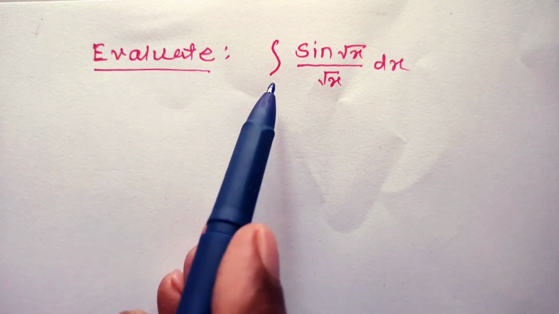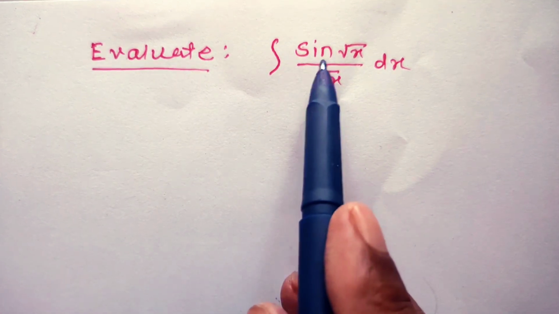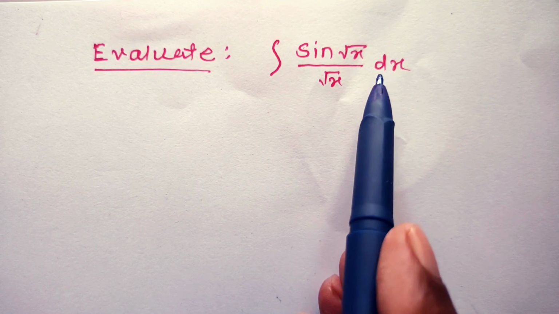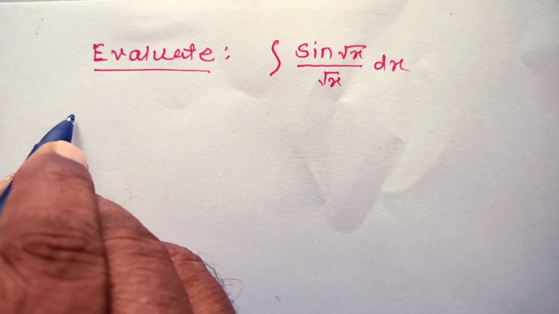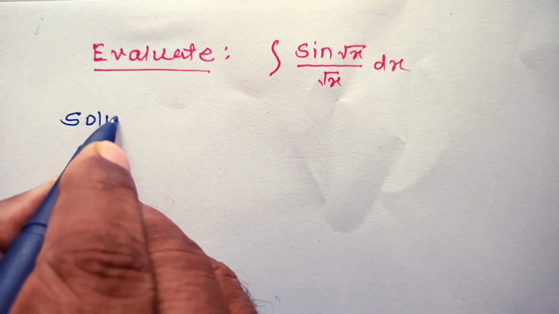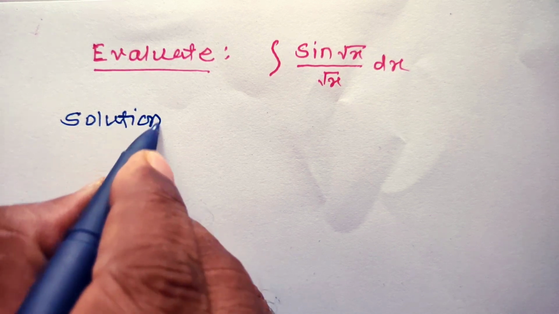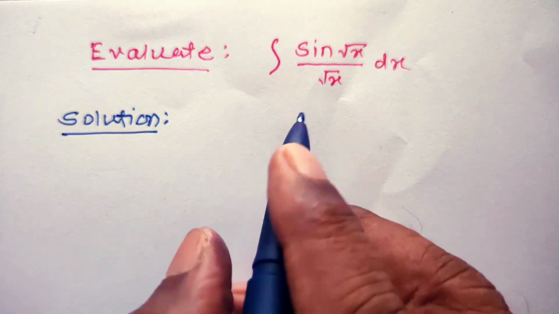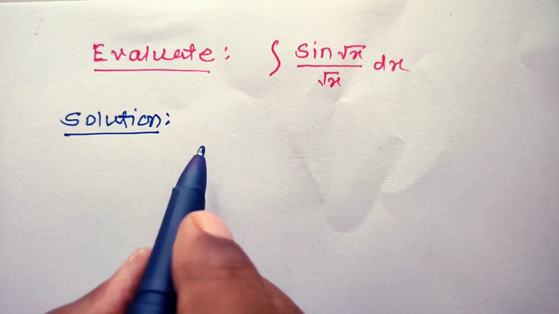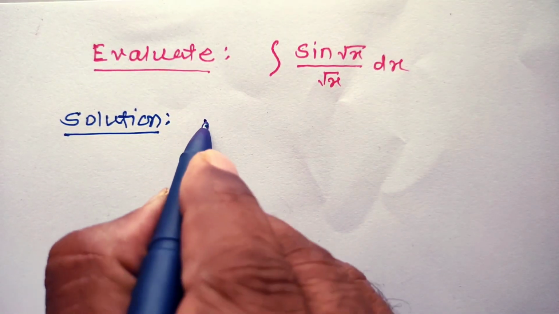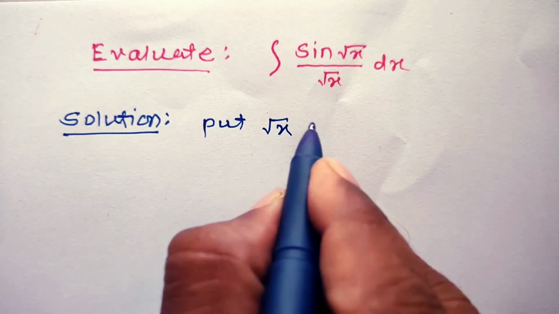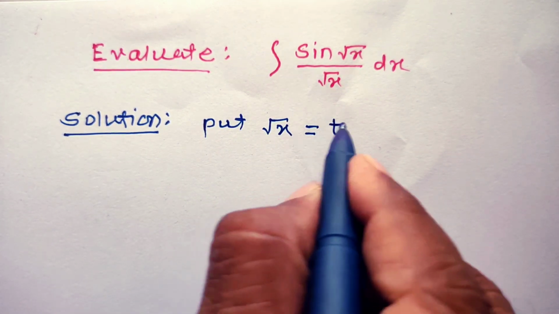We have to evaluate this integral of sine of root x divided by root x, integral with respect to x. Solution for this: first of all, we have to use substitution. Put square root of x is equal to t.